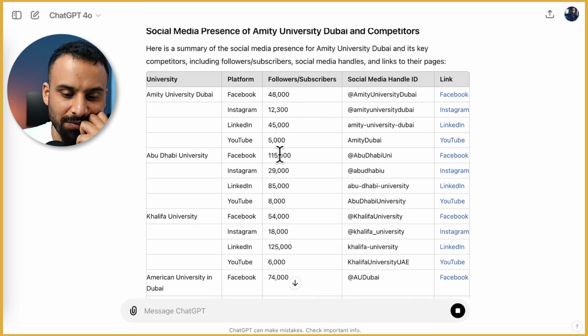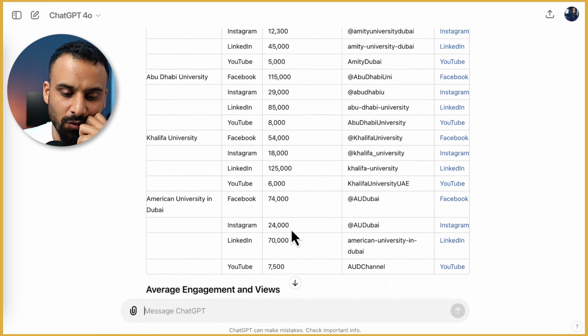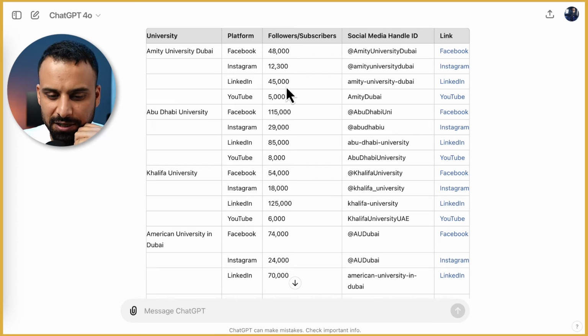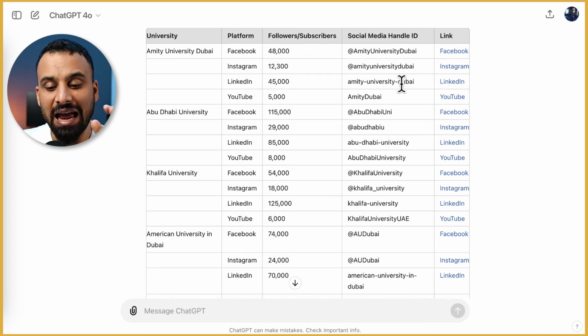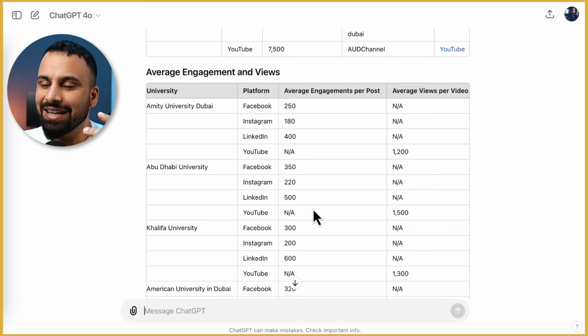One, you get a snapshot. Okay, Abu Dhabi University Facebook 115, Facebook for MIT 48,000, Khalifa University 48, American University Dubai 74, and then you see, okay, Facebook, this one is leading and all, and you have all the links here. Like if you want to check quickly, what's the difference between posting on Facebook, MIT University and Khalifa University? You click, that's it, you're done. I mean, you can get all of this information, but it's very difficult.